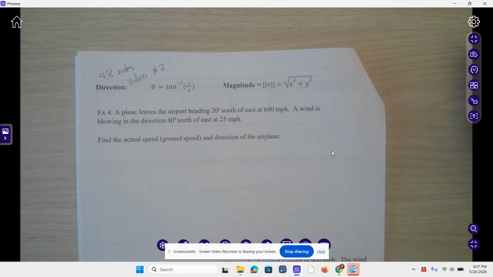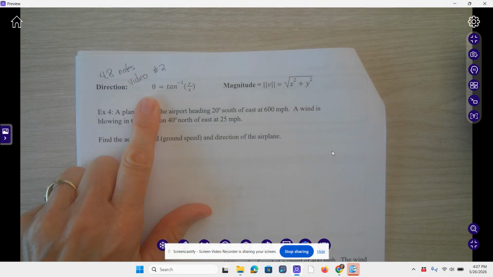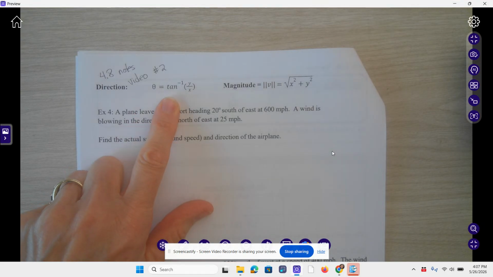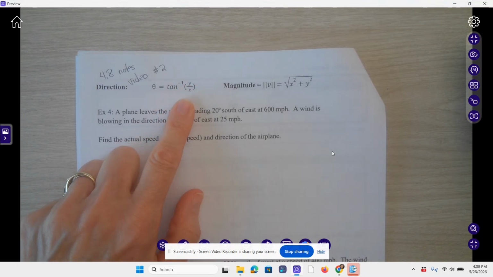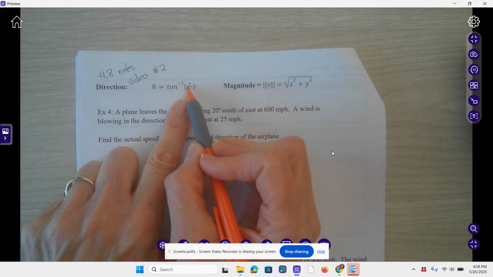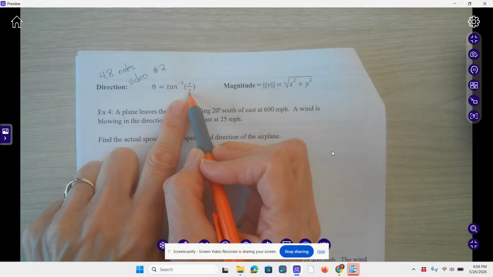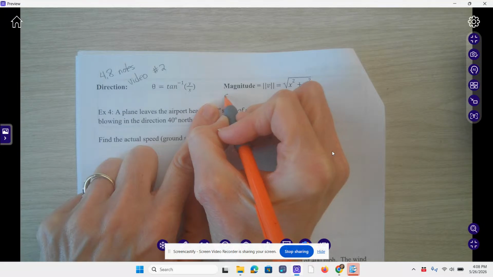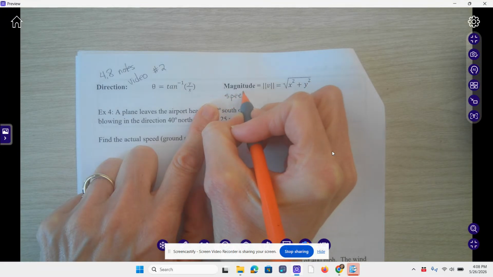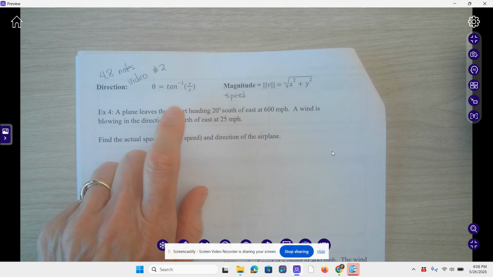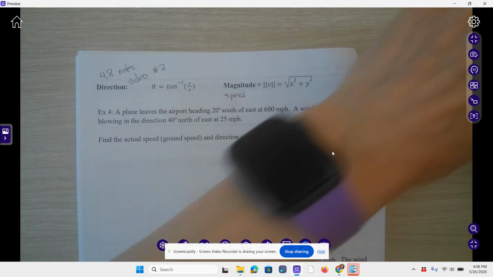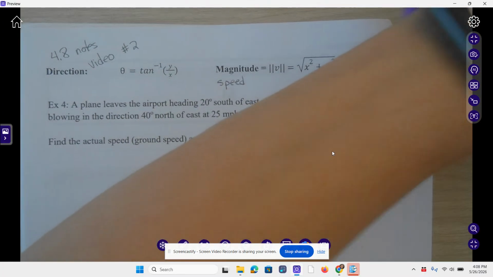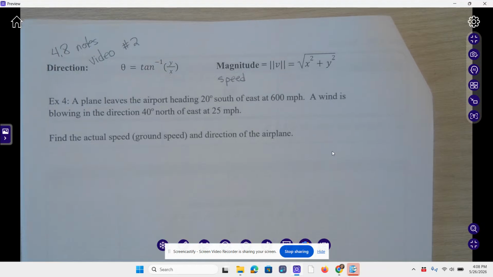So we use the angle to find direction, and we use the tangent. And then the y over x, this will be the y component of the vector, and this will be the x component of the vector. And magnitude can also be known as speed, which in a lot of these examples, it will be speed. I'm going to zoom this in a little.